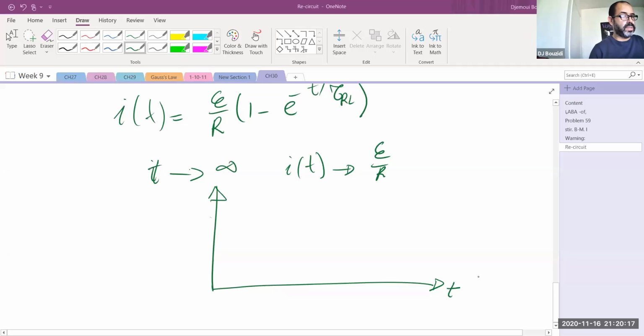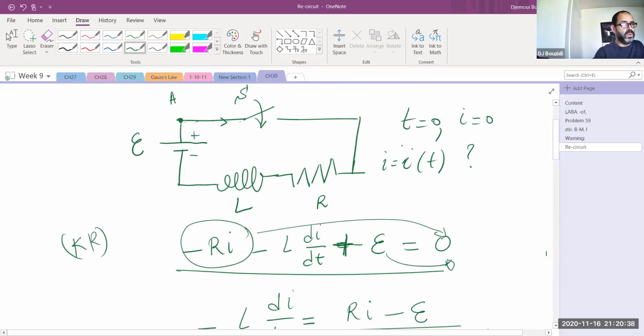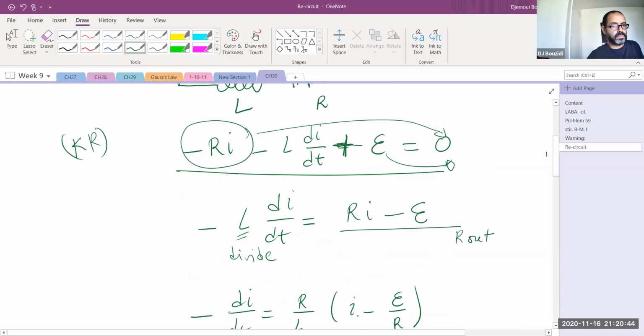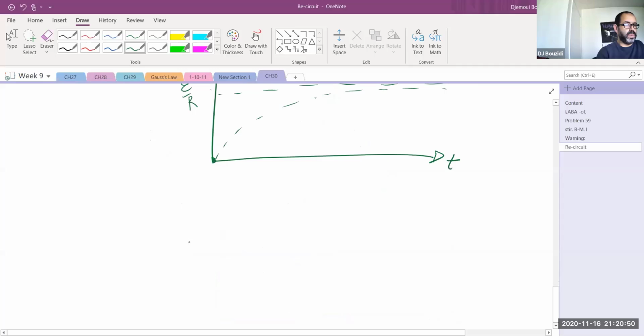So at t equal to 0, there was no current in the circuit. And after infinity, the current became equal to EMF over R. So initially, I is equal to 0, so at t equal to 0 the circuit looks like this. This one now is closed, so we are immediately after t equal to 0.